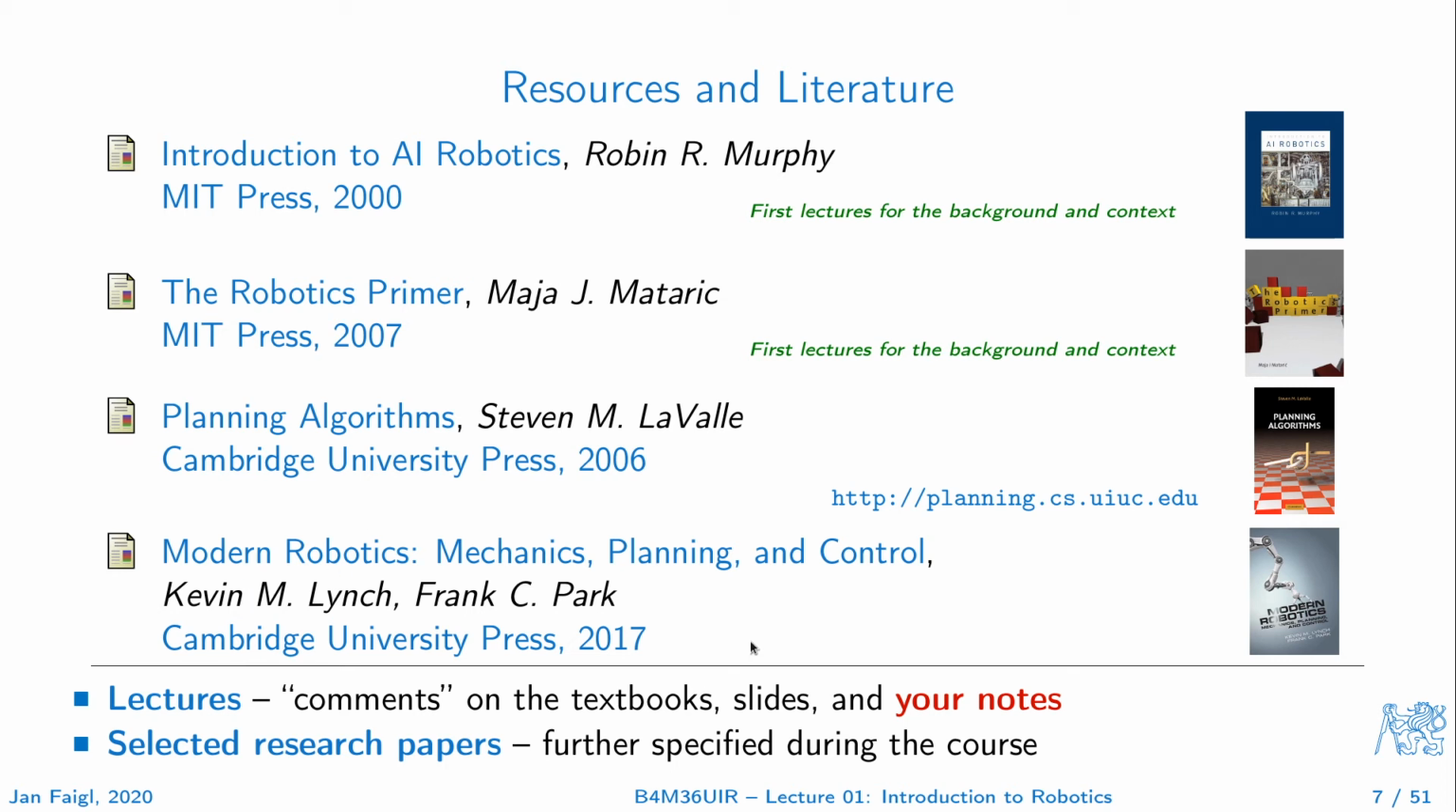And recently there is a very nice textbook on modern robotics: mechanics, planning and control. This is also worth reading, but it doesn't cover the artificial intelligence part. It is more like providing the background for traditional robotics, but it is essential as well. Then you will have lectures that are basically comments on the textbooks, slides, and of course your notes.